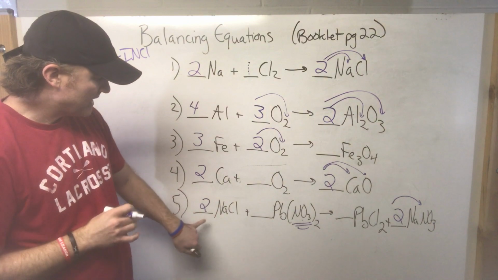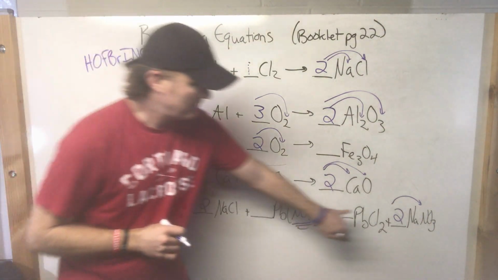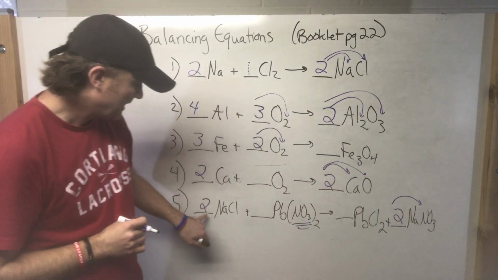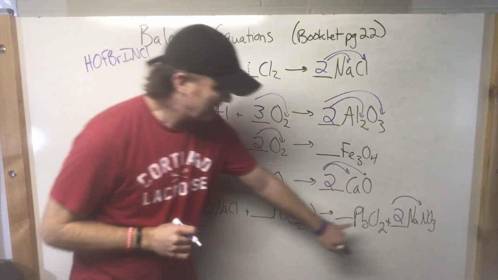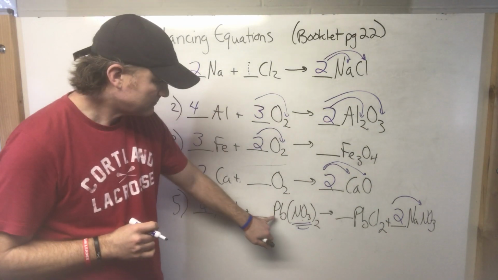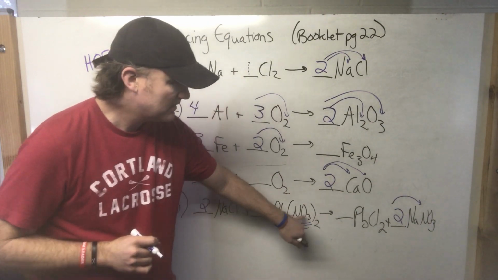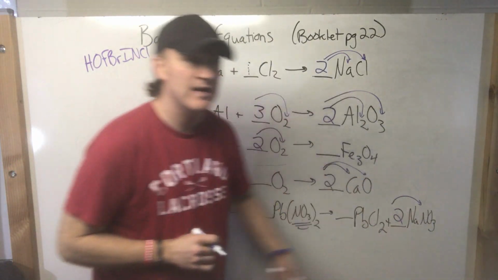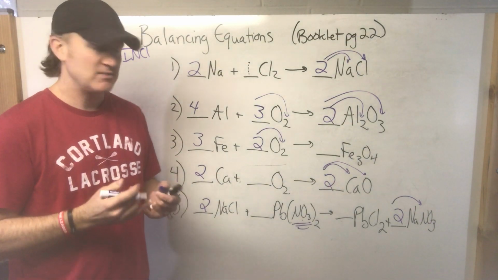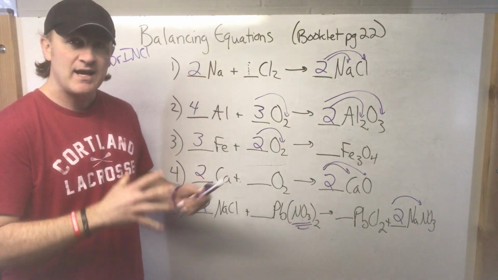So now when we look at it again, I have 2 sodiums, I have 2 sodiums, I have 2 chlorines, I have my 2 chlorines originally, I have 1 lead and 1 lead. Originally I had 2 nitrates. Now if we multiply it, I got 2 more nitrates at the end. So again, this is balanced. So again, it's kind of a guessing game.